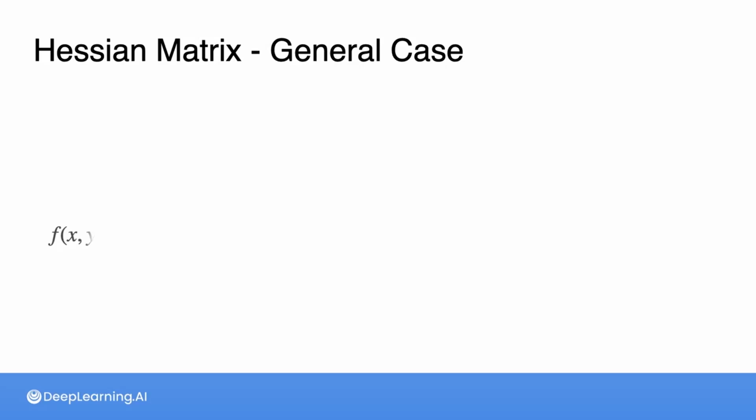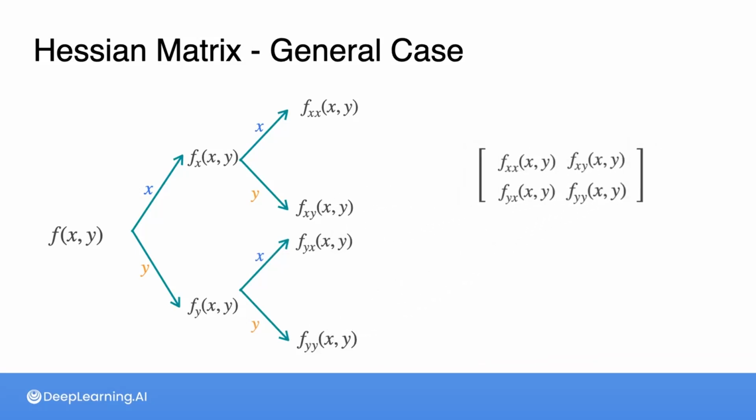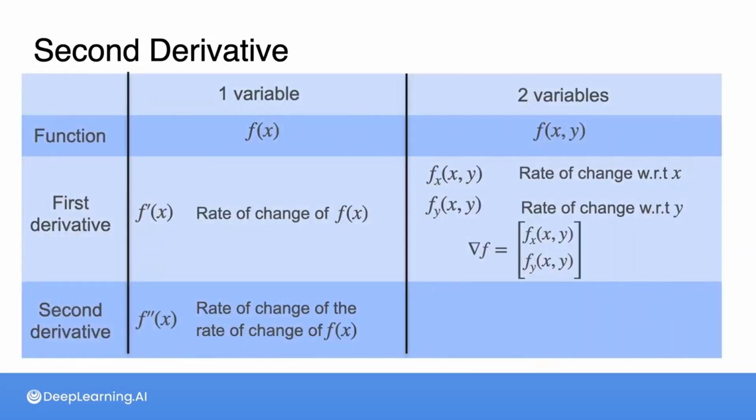In the general case, we have our function f, the partial derivatives fx and fy, and their partial derivatives fxx, fxy, fyx, and fyy. And when we put these together in a matrix, we get the Hessian matrix, just like before. As I mentioned, there's a lot of information in this Hessian matrix. Now let's go back to our table. In our table, the second derivative for one variable is simply f prime prime of x. And what is it in two variables? Well, it's the Hessian. It's the matrix that keeps track of all the second partial derivatives.